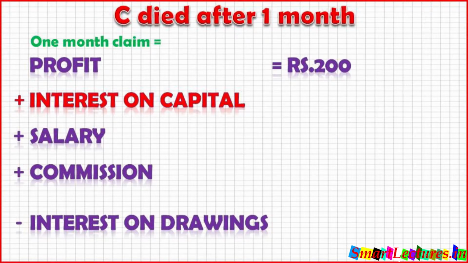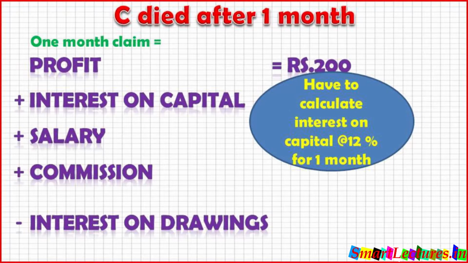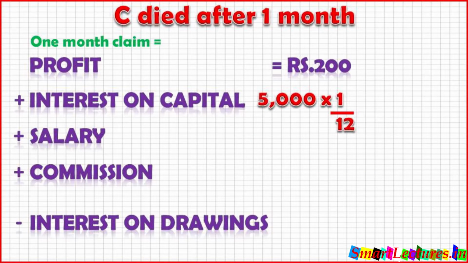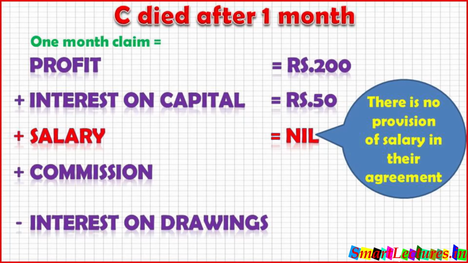Interest on capital for 1 month. His last capital was 5,000. So we have to calculate interest on capital at the rate of 12% for 1 month, because in their agreement interest on capital was 12%. So that will be 5,000 into 1 by 12 into 12 upon 100, that is equal to 50 rupees. So plus interest on capital will be 50 rupees, plus salary, that will be nil, because there is no provision of salary in their agreement.